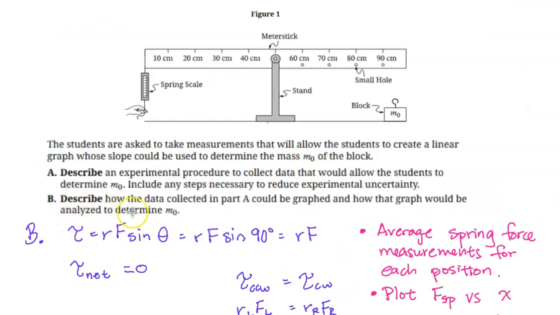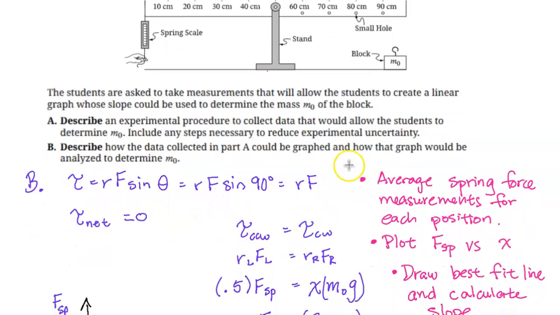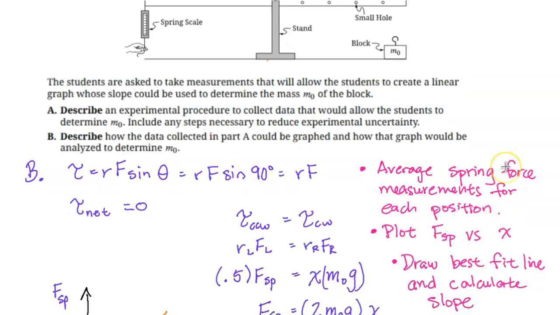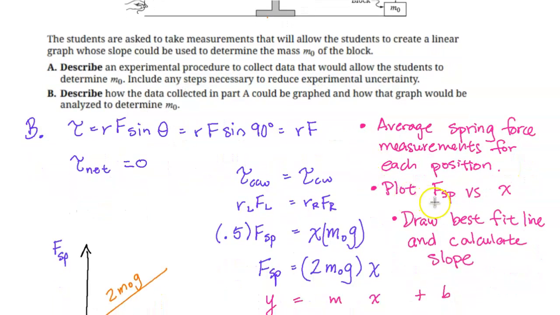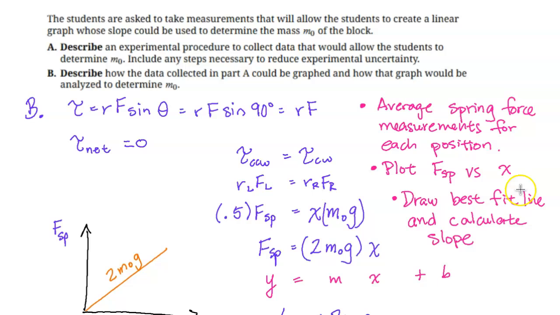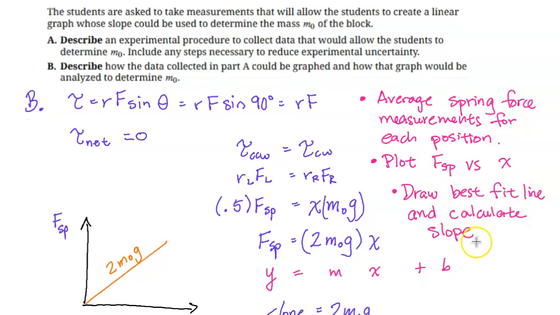In Part B, it says to describe how the data collected in Part A could be graphed and how that graph would be analyzed to determine m0. So first, how are we going to use that data? One thing we're going to do is average the spring force measurements for each position. This will help to decrease uncertainty. Then we're going to plot the spring force versus the position, and this position is actually the distance from where the mass is hooked to the fulcrum. And then we're going to draw a best fit line and calculate the slope.